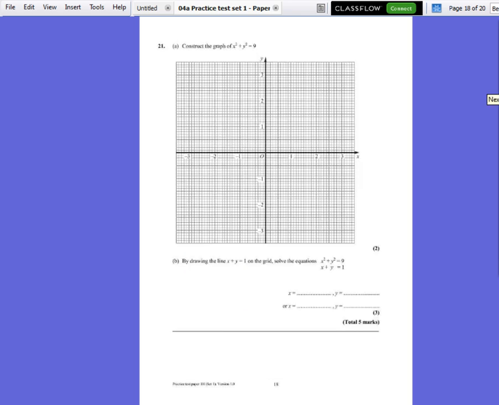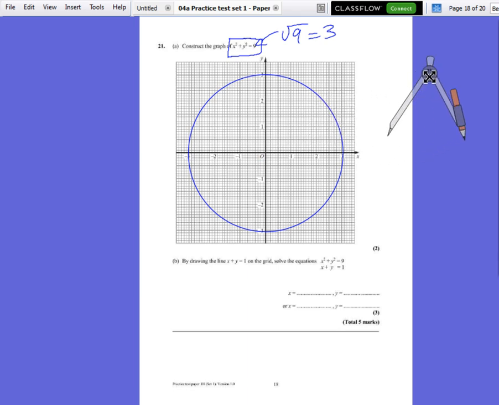Question 21. Construct the graph of x squared plus y squared equals 9. This is an equation that you should recognise because it is the equation of a circle. So the circle has a radius of the square root of that. So the radius will be 3. So if I move my compass to the centre, it will always have a centre 3, and put it as a radius of 3, then draw my circle all the way around. That is where my circle should be.